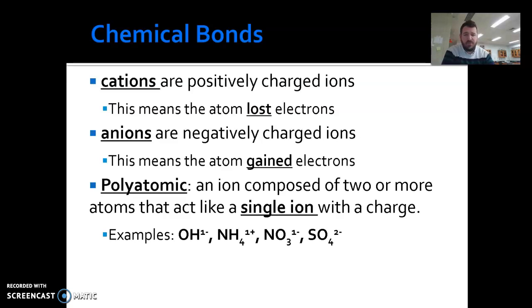Some examples of this would be OH, which is the hydroxide ion. It has an oxygen or an oxide ion bonded to a hydrogen. Right? Or we have ammonium, which is a nitrogen and four hydrogens, right, which act together to have a positive one charge. Or nitrate, we have a nitrogen bonded with three oxygens, and that has a negative one charge as a group. And then we have sulfur bonded to four oxygens with a negative two charge as the group.